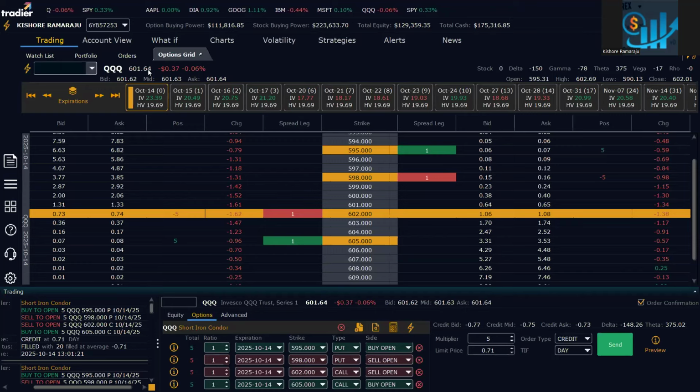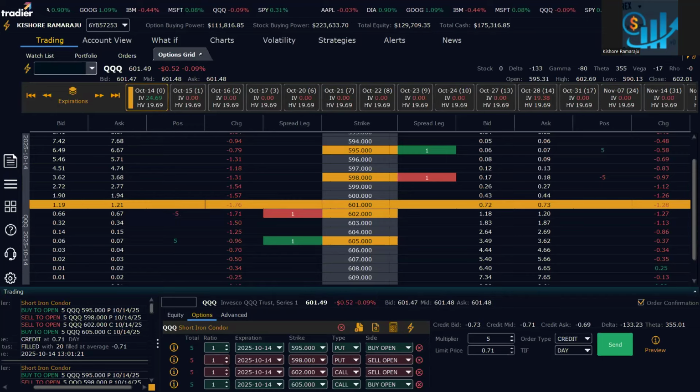Now it is 601.67. So even if it goes 1 point up, above 602, if it goes until 602.7, you have zero risk. Or even if it goes below 598, if it goes until 597 also, you have zero risk. But if it stays between 598 and 602, you will keep all $71 for each contract. So that is how you do a short iron condor.